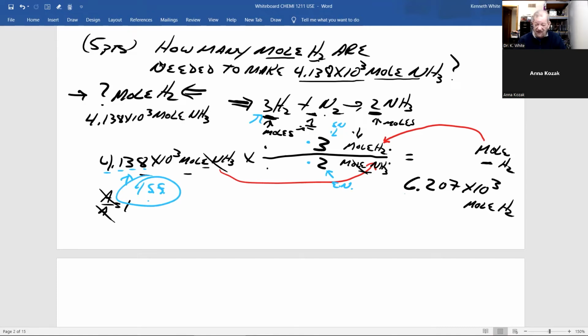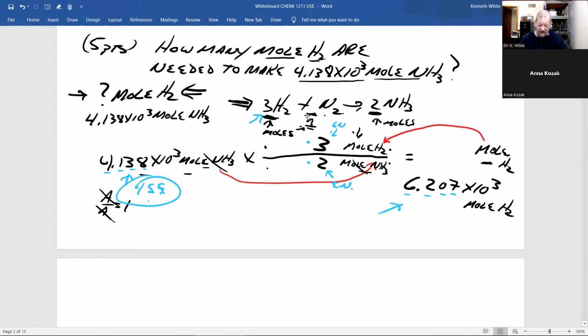Luckily, my calculator gave me 1, 2, 3, 4. And so this is the answer. I'm done. And let's go through this again. We found out how many moles of hydrogen are needed to make 4.138 times 10 to the third moles of ammonia, NH3. We're trying to find moles of hydrogen. We're given how many moles of ammonia.